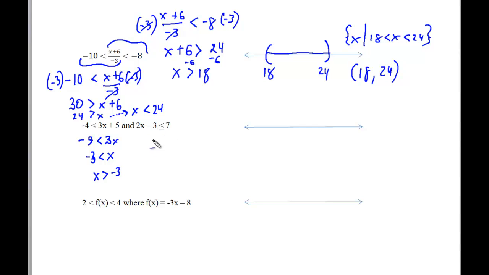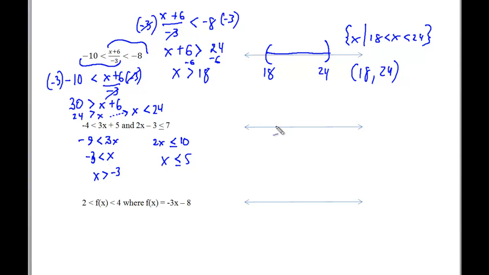X is greater than negative 3. I'm going to move that to the other side here. This is 2x. This is going to be less than or equal to 10, since I moved the 3 to the other side. Divide both sides by 2. I get x is less than or equal to 5. So if this is the case where it's the word and, as it was in the previous problem, we are going to basically get these two and see where they end up on the graph.